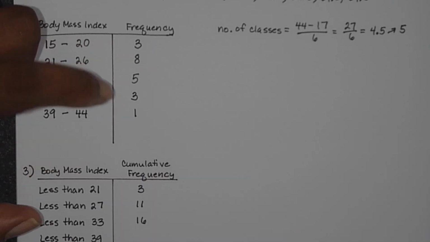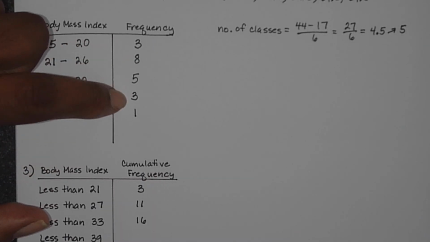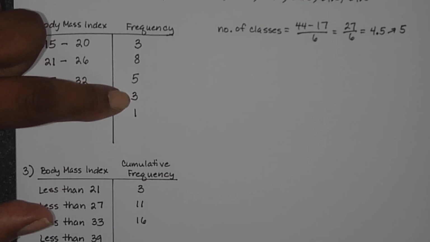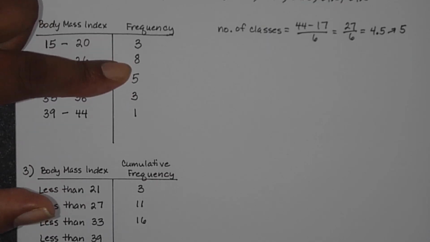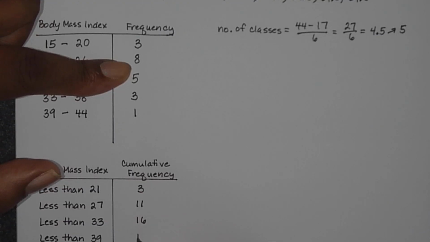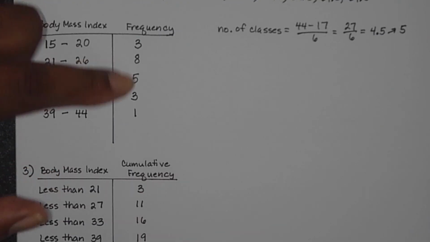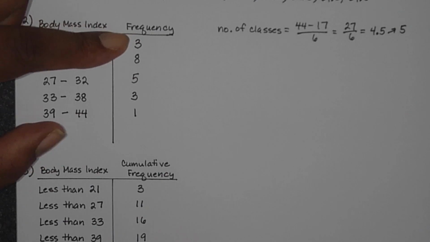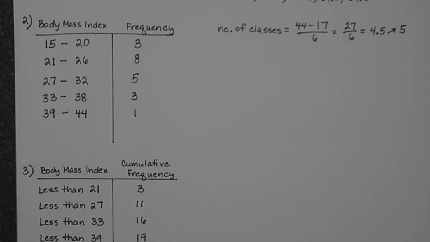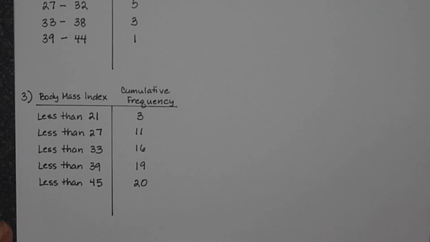And then less than 39 would be the one that has 33 to 38, which is 3. Add that to the other frequencies that come before it, you'll get 19. And then the 1 added to the other frequencies before that would be 20. That's our cumulative frequency distribution. Okay. And I do need to bring this up. Are there any questions about problem number 3?